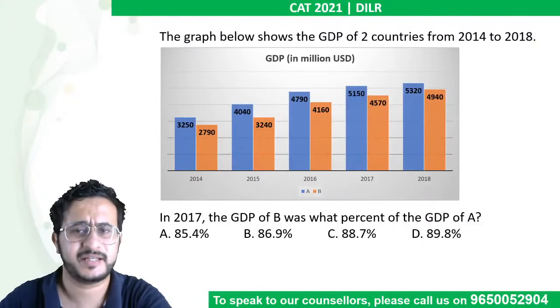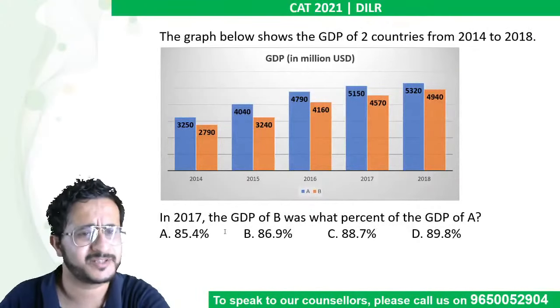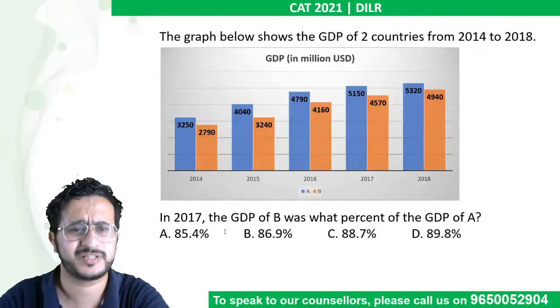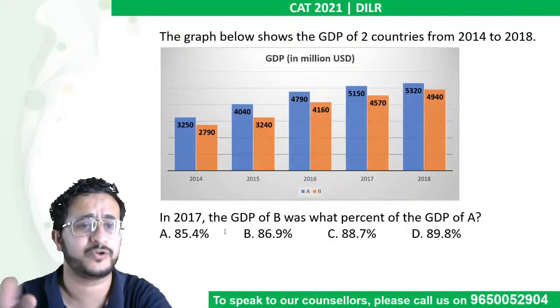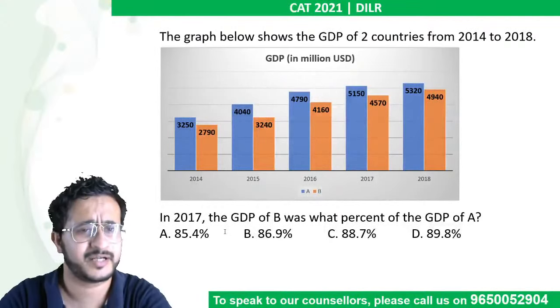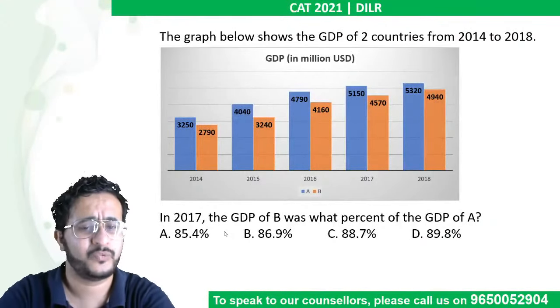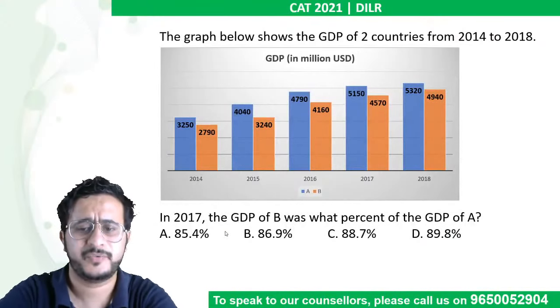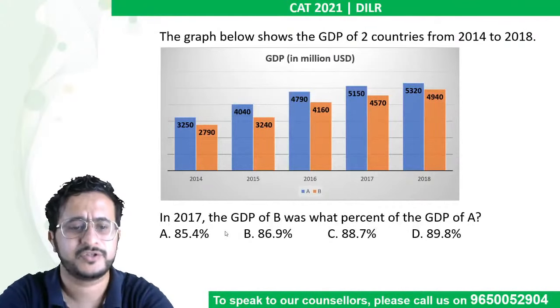Now if it is the case of CAT, you use your calculator. But in other examinations, you do not have a calculator, and people would often skip such questions. They would say 86.9, 88.7, 89.8 are close options, how to calculate that? People often skip such questions. So let us see how we can do it in a very smart way. As I said, we will use the techniques that we saw previously. So let us use that technique.